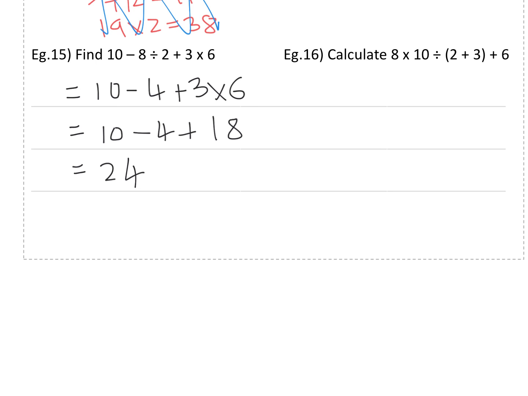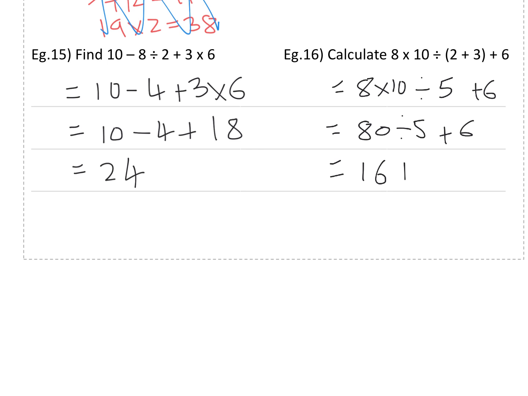Example 16, we've got 8 times 10 divided by 2 plus 3, and then we add 6. The brackets is what we should focus on first, so we can write out the rest of the calculation, just leave it all there, and we can change the 2 plus 3 to be 5. We can then do the multiplication. 8 times 10 is 80, and then add 6. We can then do the division. 5 into 80 goes 16, and then add on 6. So 16 plus 6 gives us 22.